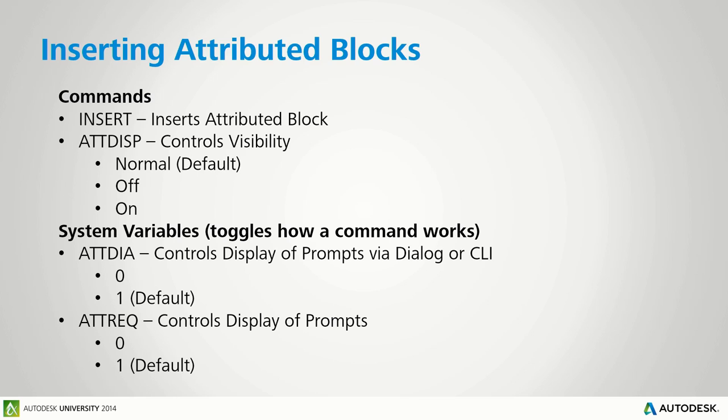The next tier are system variables. When you insert a block, you are by default prompted in a dialog box for the values. So if you have 20 different attributes on that block, like a title block, it's probably a lot easier to maneuver through the dialog box than to do it from a command line, which is the 0 setting for this system variable. System variables are just toggles for how a command works, if you haven't worked with those too much. The default's 1. You probably don't have to change this unless you like working from the command line.